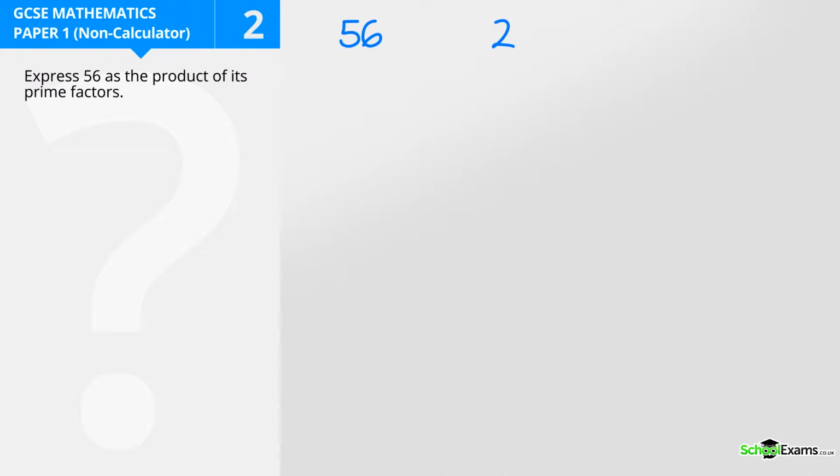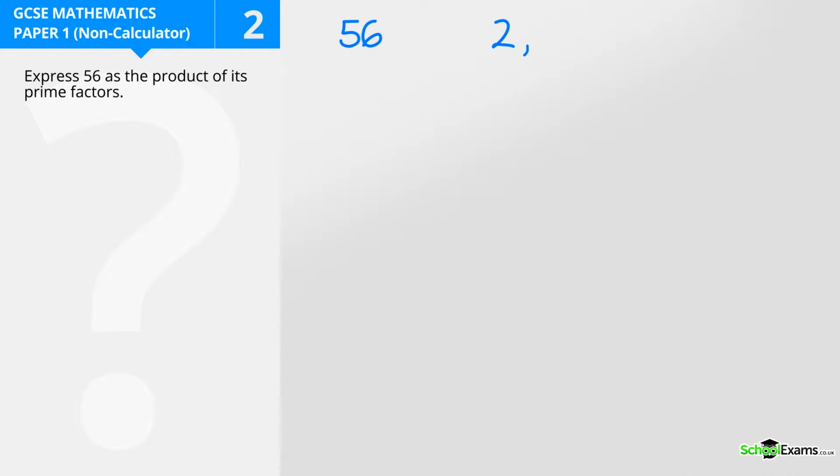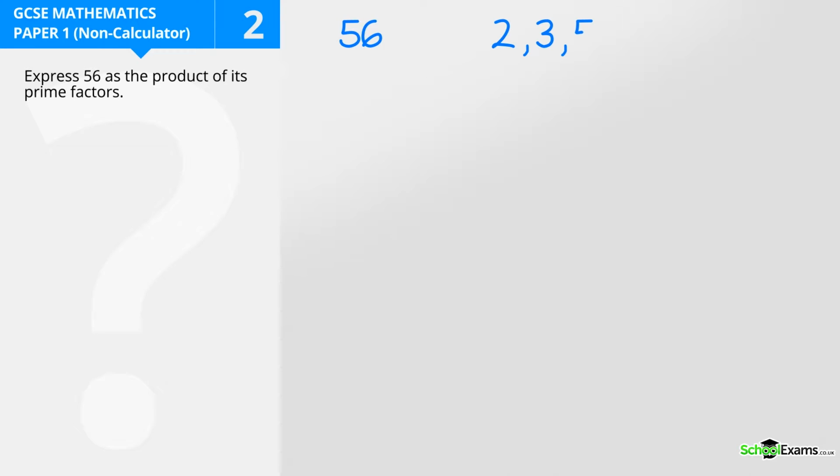The first one is 2. 1 is not a prime number because it's only got one factor. So it's 2, 3, 4 is not prime, 5, 6 is not prime, 7, 11. I think I've gone far enough.